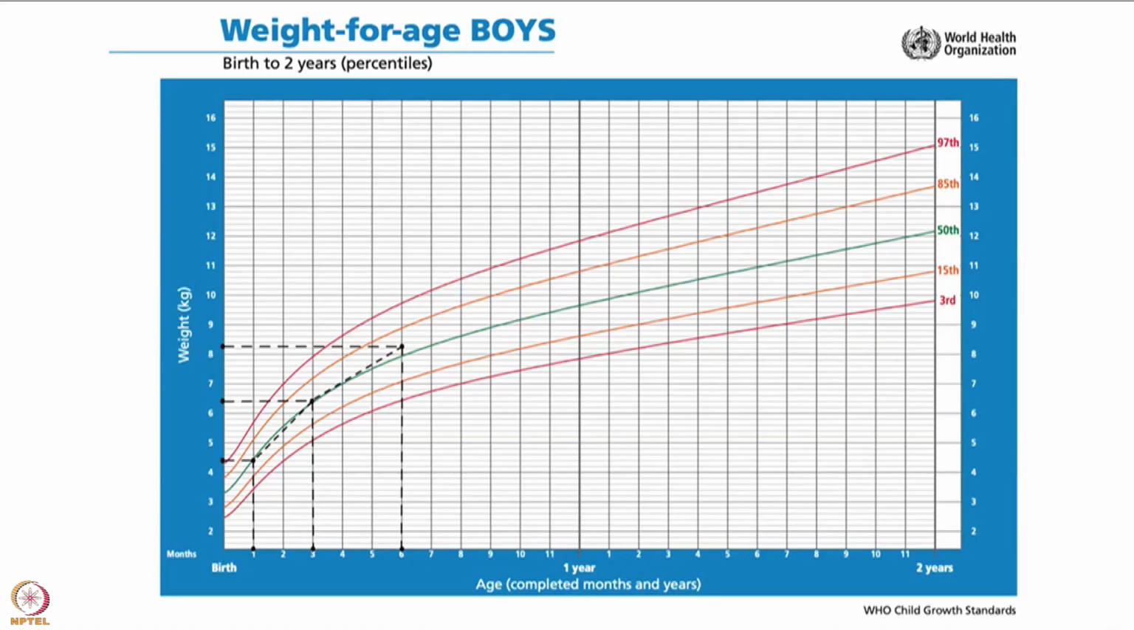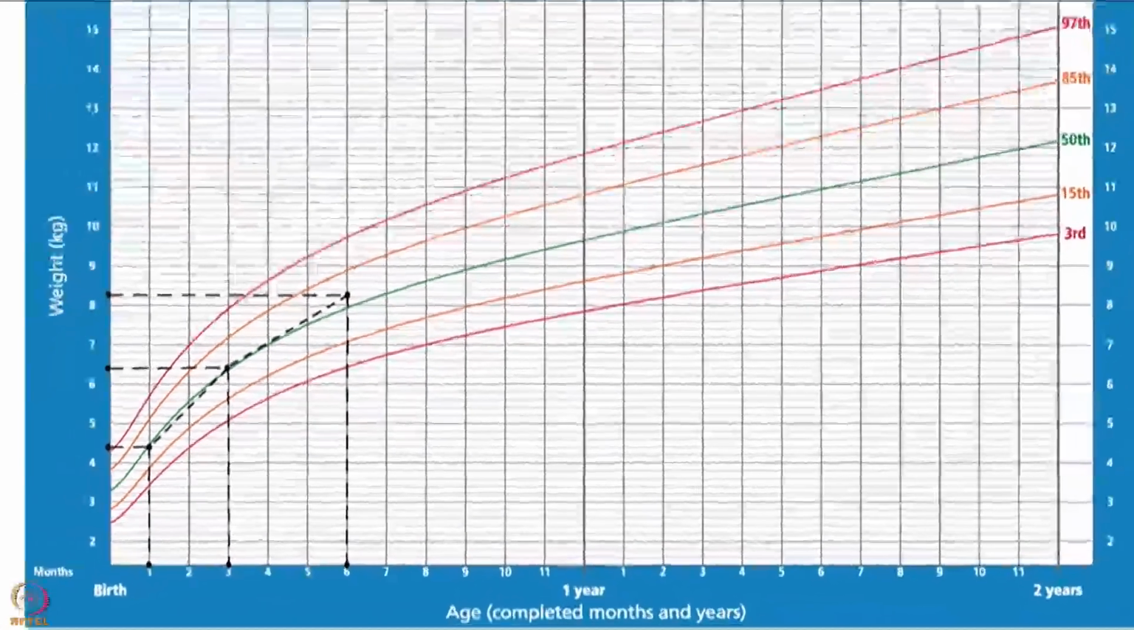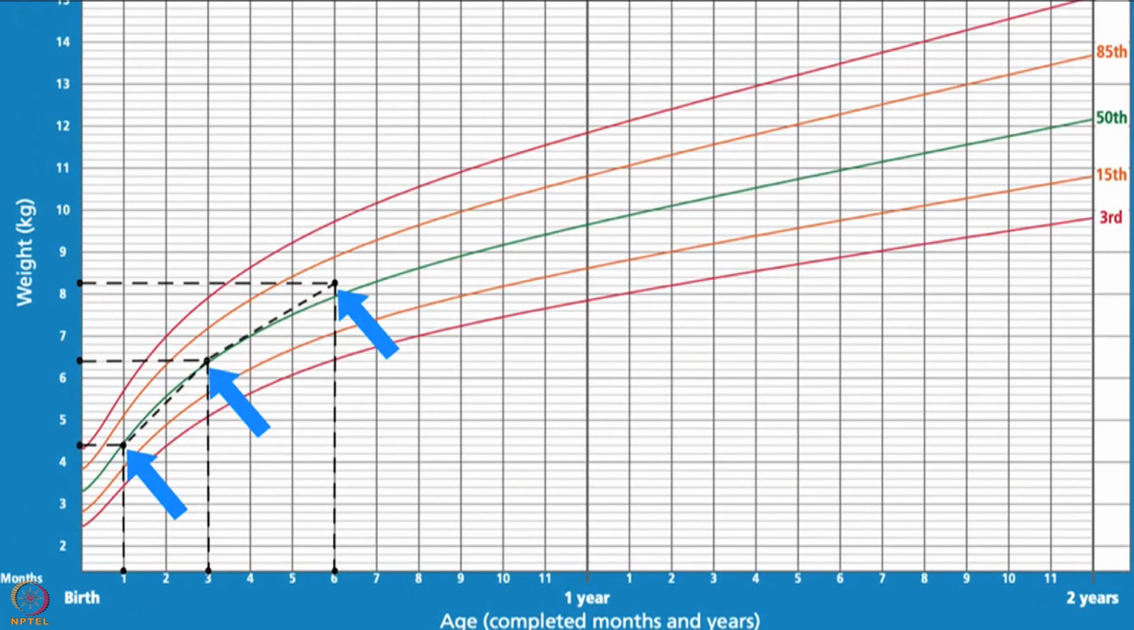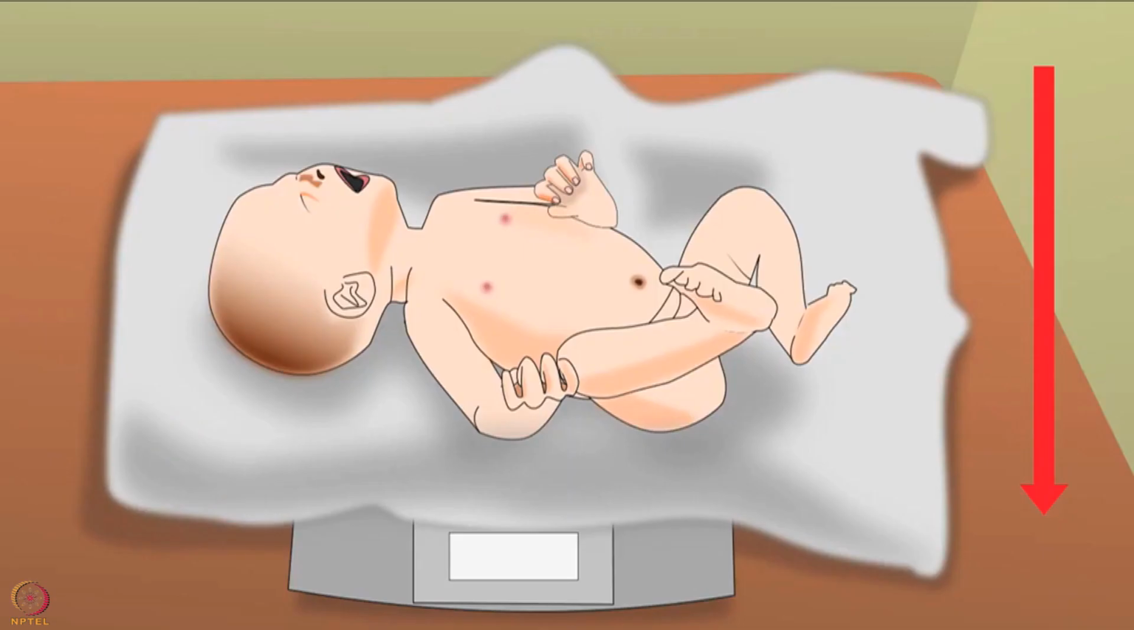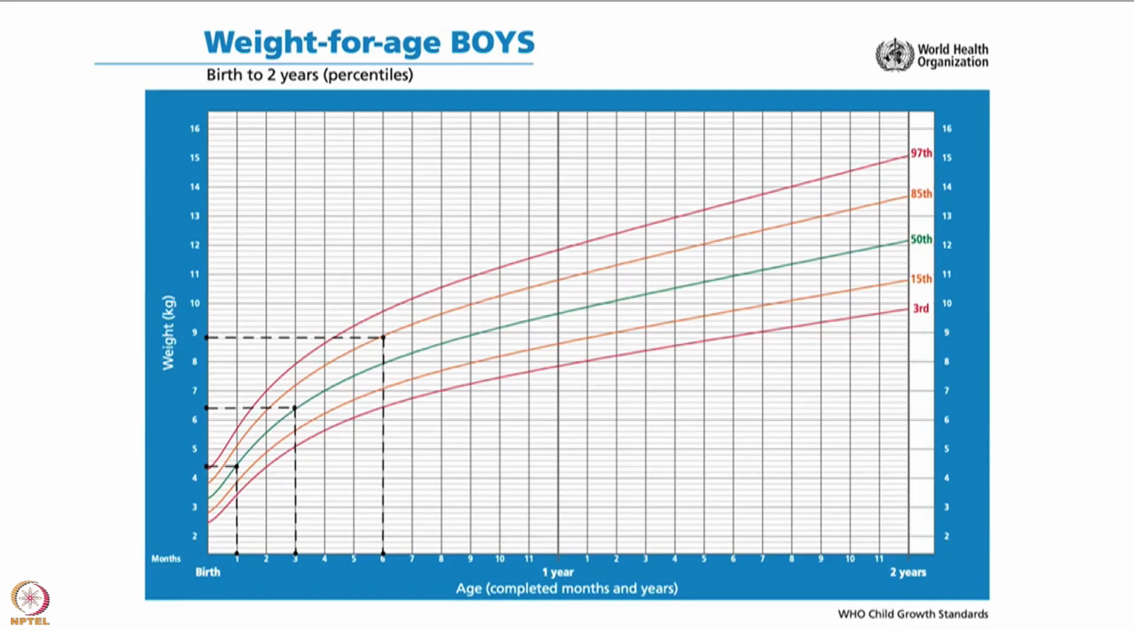For every child, points should be plotted over weekly or monthly measurements. Always connect adjacent points with a straight line. This will help to identify any growth problems in the child. Let's use an example to understand plotting points on this chart.